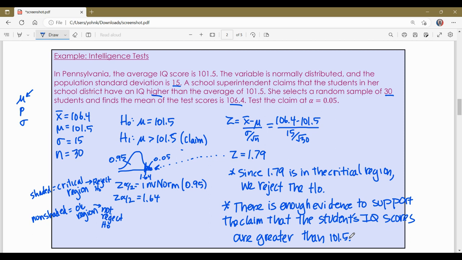So we calculated this evidence off of the sample. The evidence put us into the critical region. Since we rejected the null hypothesis, we know that it's not going to be equal to 101.5. So therefore, we can support our claim that it is greater than 101.5. We have enough to say that it's not 101.5, so we can support that it is greater than 101.5.